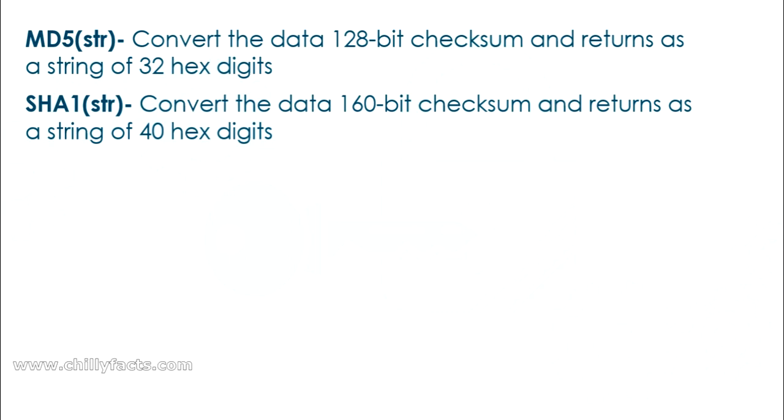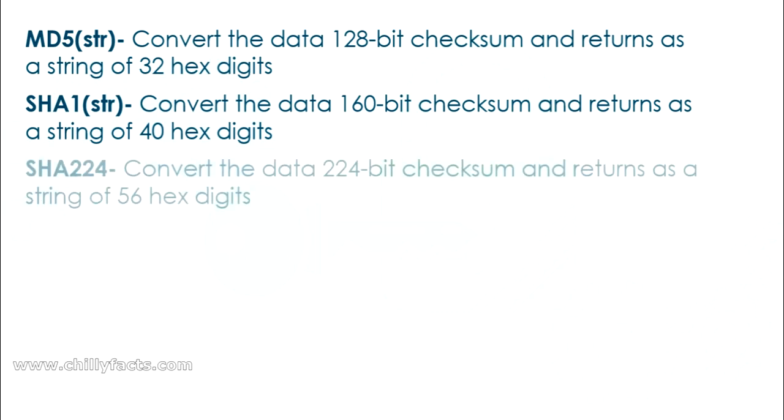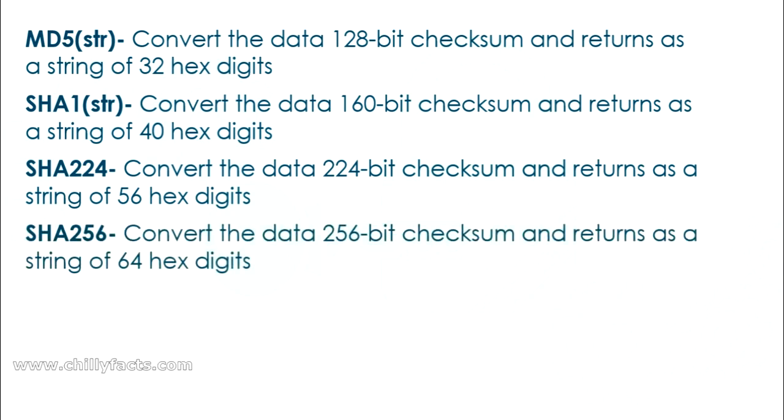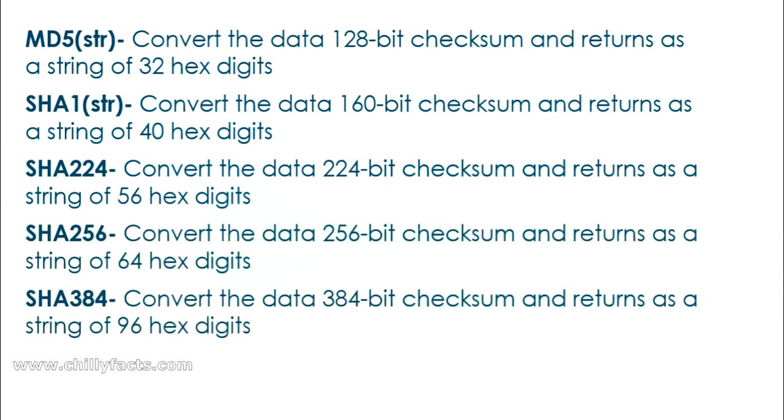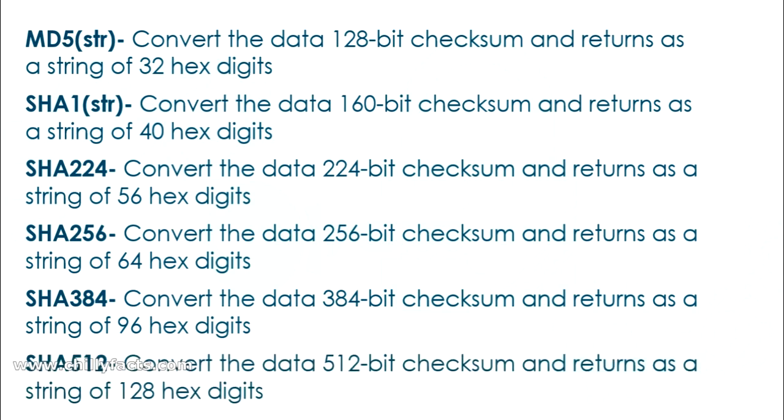Okay, and there are more versions of SHA: SHA224, SHA256, SHA384 and 512. These are the basic ones, and the other versions will convert our input data into different bit checksums and return lengthier hex digit values for our input string. So obviously it will help us store the data in a more secure way.